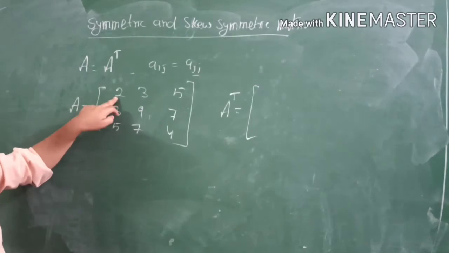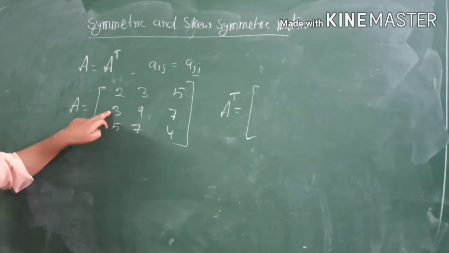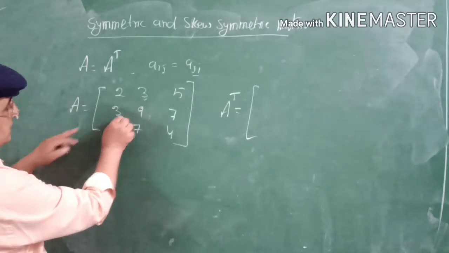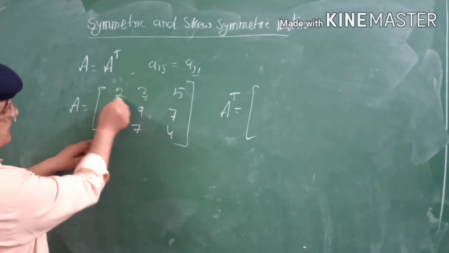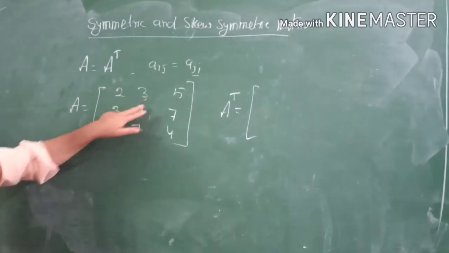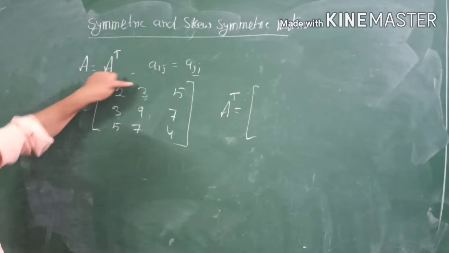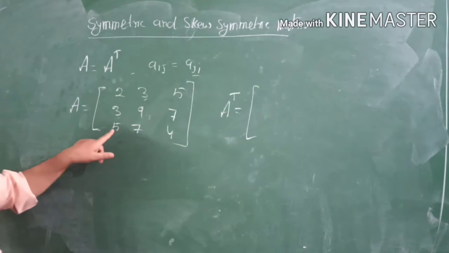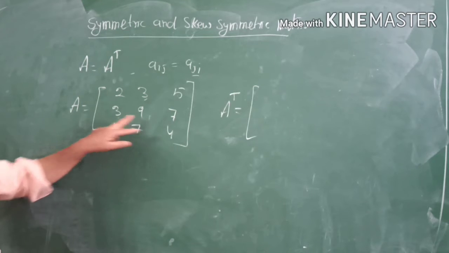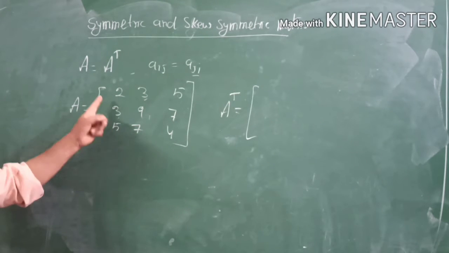It is known as A11, A12. A12 must be equal to A21. If this is equal to this, and this is equal to this, and this equal to this, except the principal diagonal, this one equal to this one means A12 equal to A21, A13 equal to A31, and A23 equal to A32, and the principal diagonal is the same.